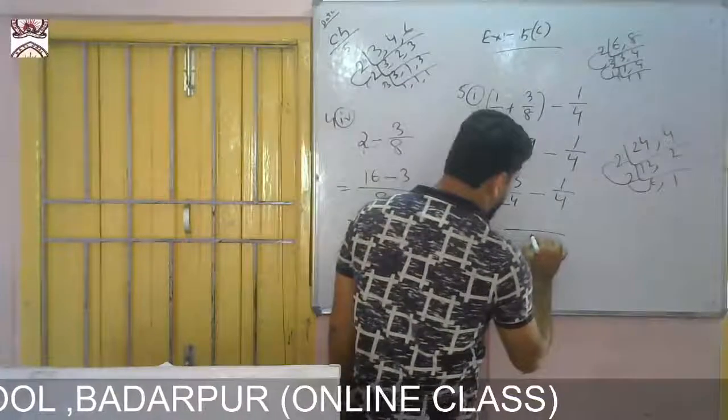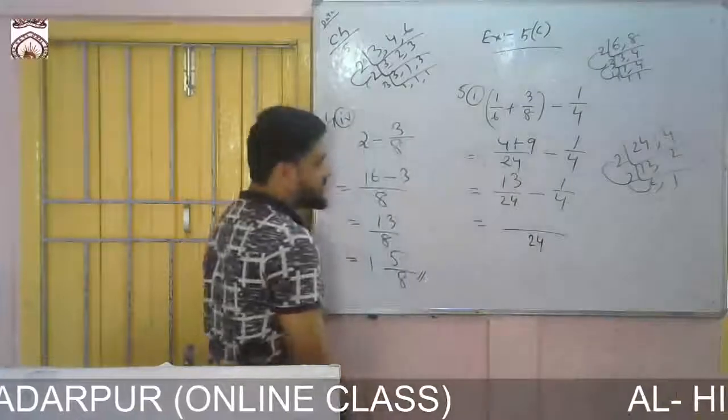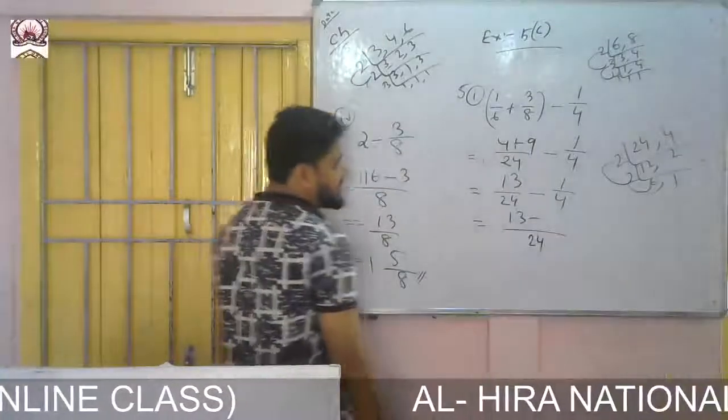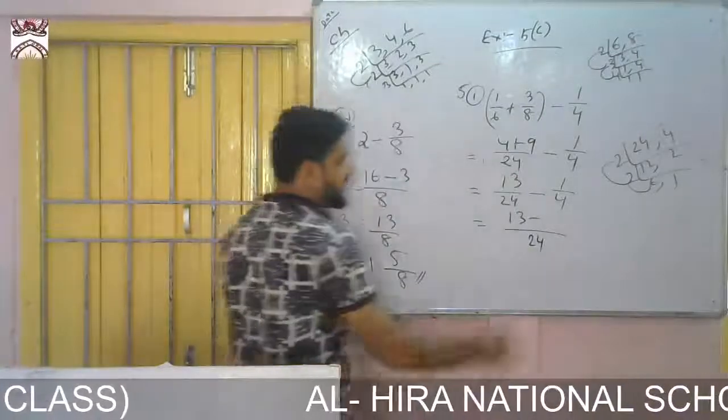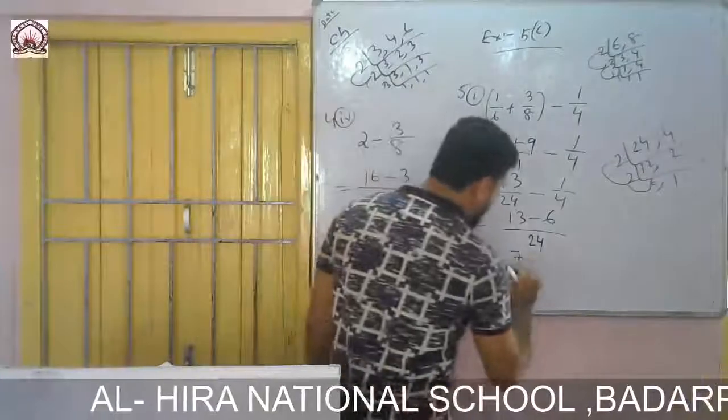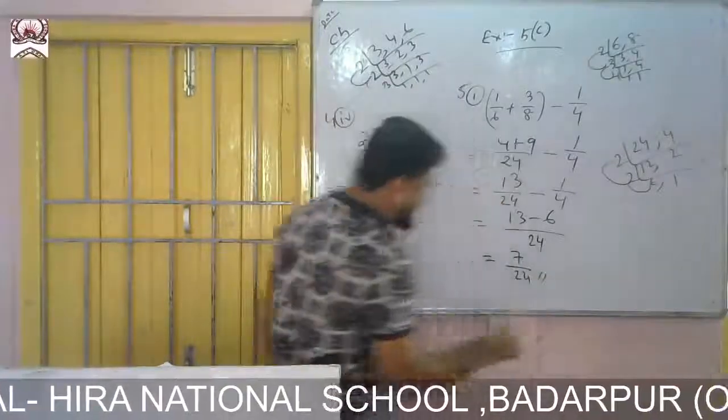So what are we getting? 24. Okay, so 24 1s are 24. So here 13 1s are 13. So 6 1s are 6. So 7 by 24 is the required answer.